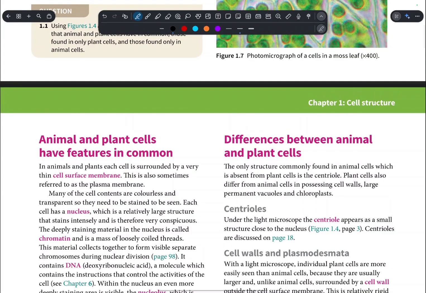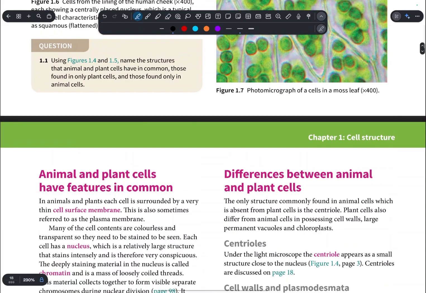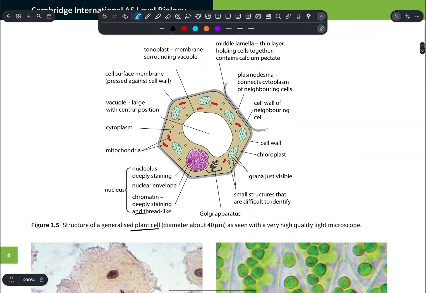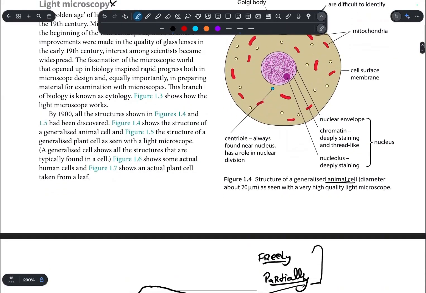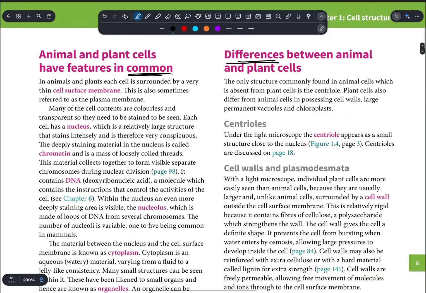Our topic now is animal and plant cells, and we are going to learn about them by first learning about the common things in them and then the differences between them. We are going to use these diagrams as well. This one is a plant cell, and this one here is an animal cell. In animal and plant cells, each cell is surrounded by a very thin cell surface membrane, which is called the plasma membrane.